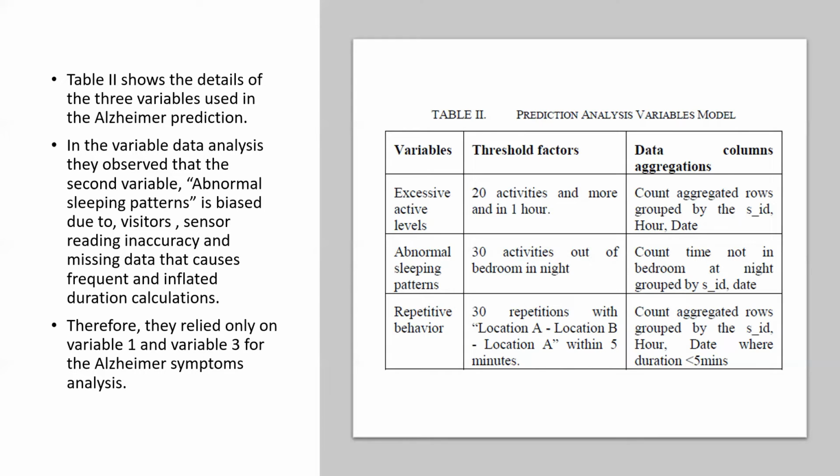Now, in the variable data analysis, they observed that the second variable, abnormal sleeping patterns, is biased due to visitors, sensor reading inaccuracy, and missing data that causes frequent and inflated duration calculations. Therefore, they relied only on variable 1 and variable 3 for the Alzheimer's symptoms analysis.